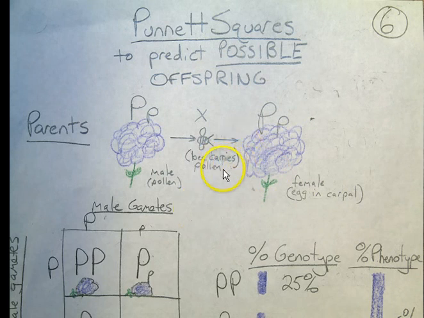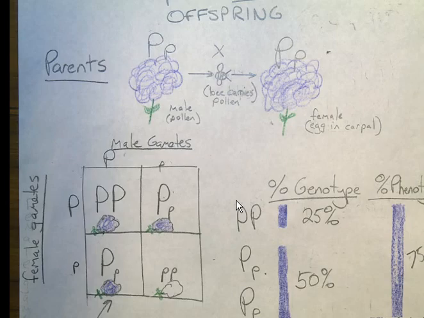Now our first step is to figure out what gametes are being produced. The male produces either gametes with the big P, the dominant allele, or gametes with the recessive allele, the little p. Here we have the dominant allele possibility for the sperm listed over here, and the recessive allele. Notice I made the recessive allele especially small so I don't confuse it with the big P. All right, we're going to move this up a little bit.